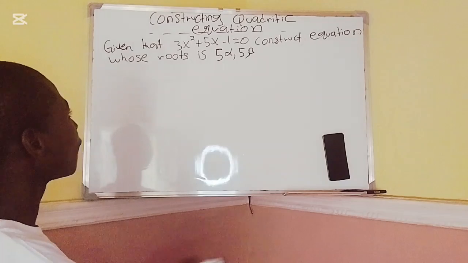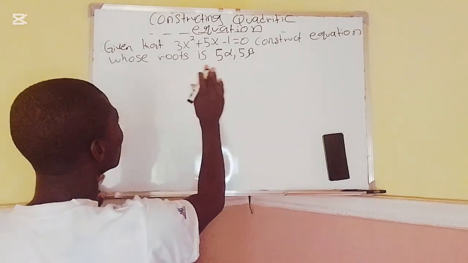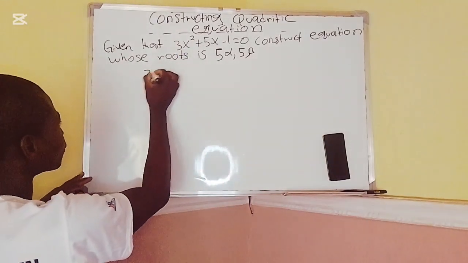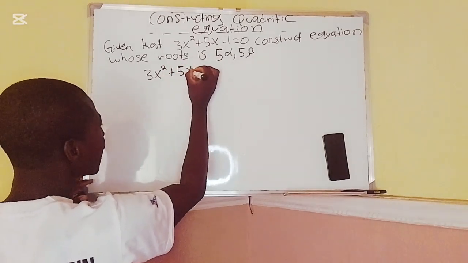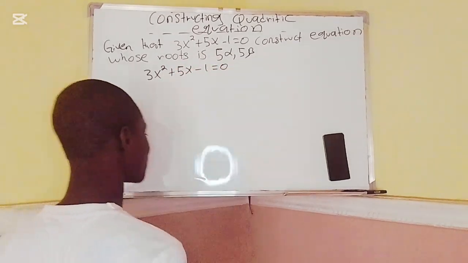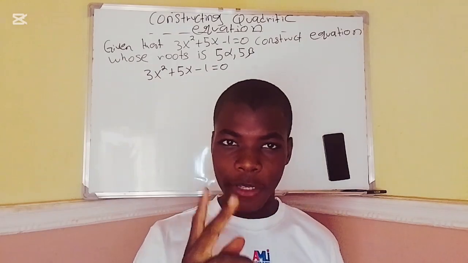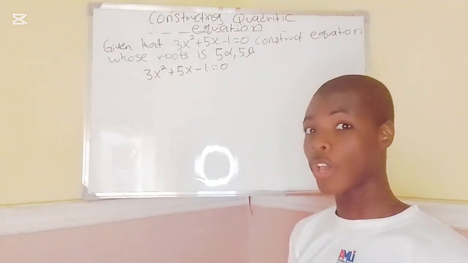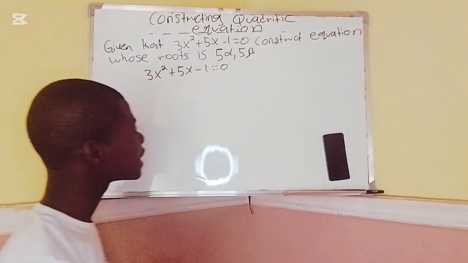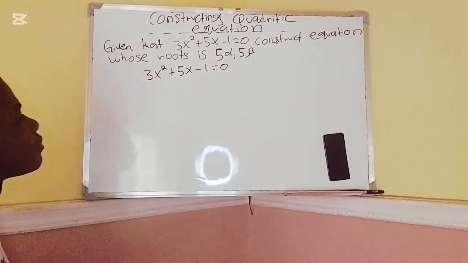Follow me. For the solution, I first take a look at the equation, which says 3x squared plus 5x minus 1 equals 0. The first thing you must do is find the sum of the roots and the product of the roots of your equation.